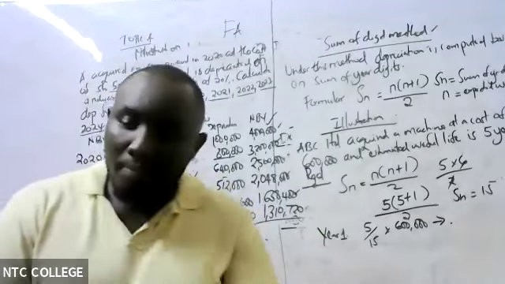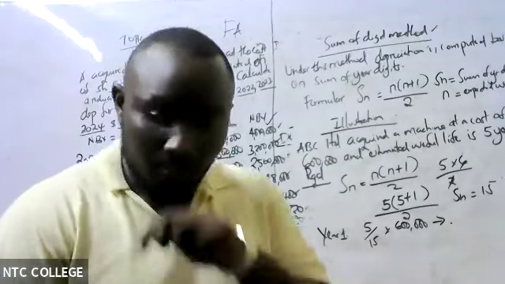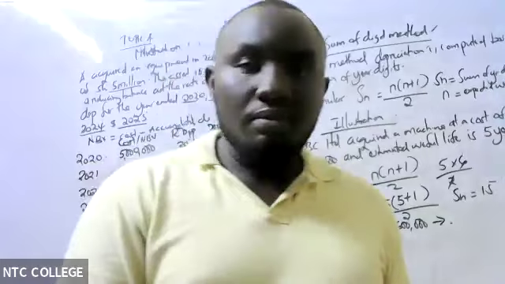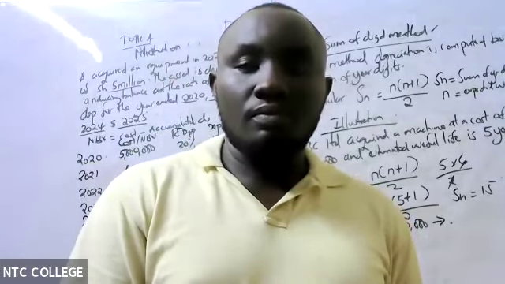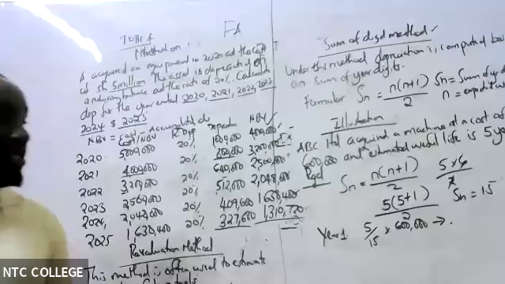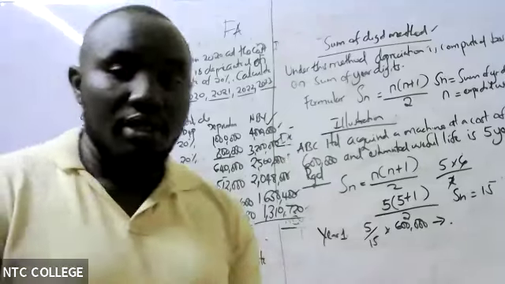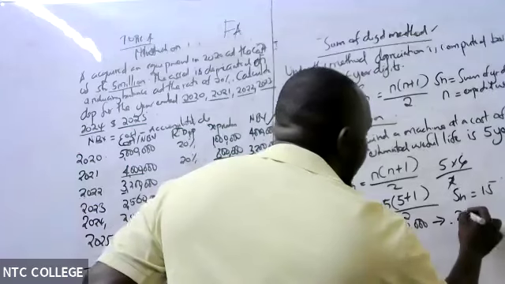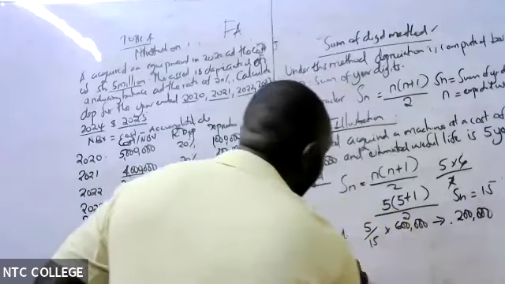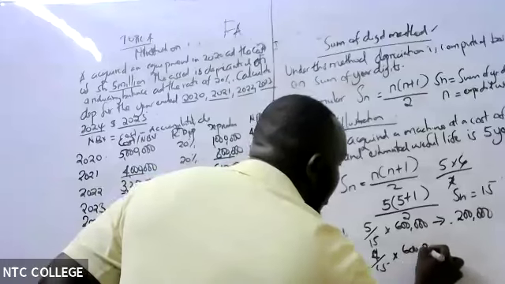Year one, $200,000. So 5/15 times 600,000, that is the cost. Year two, 200,000. So year two should be 4/15 times 600,000.